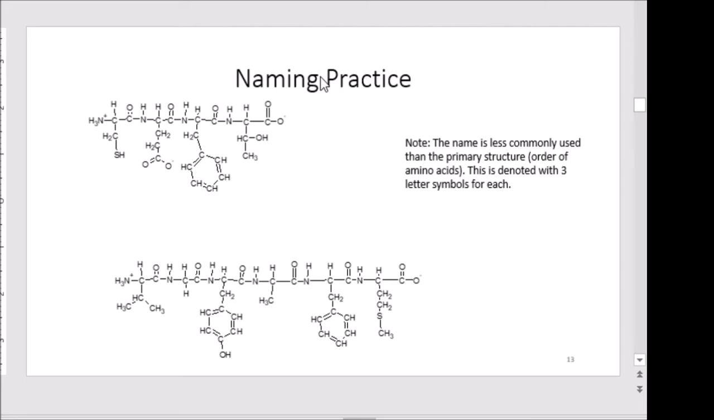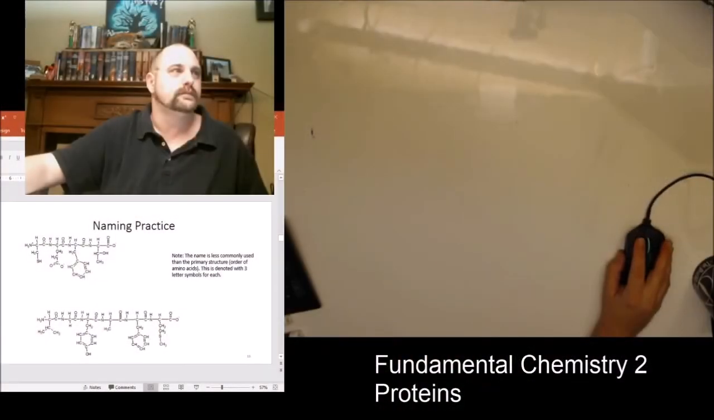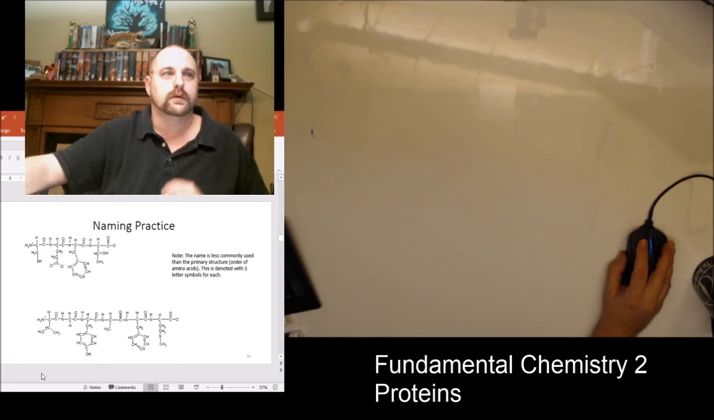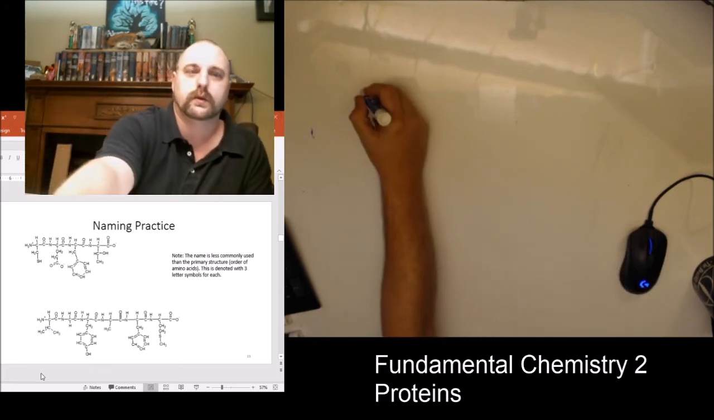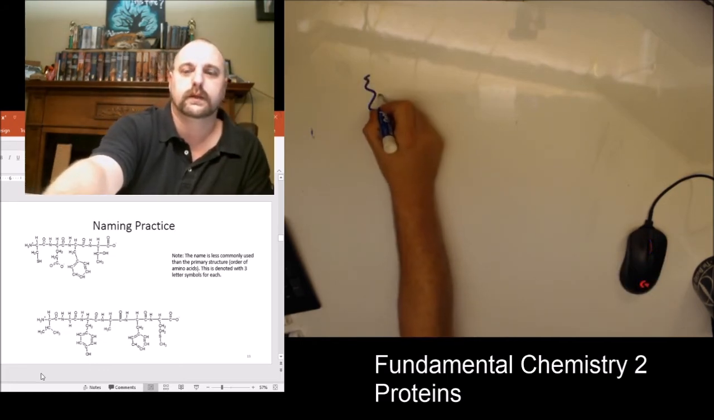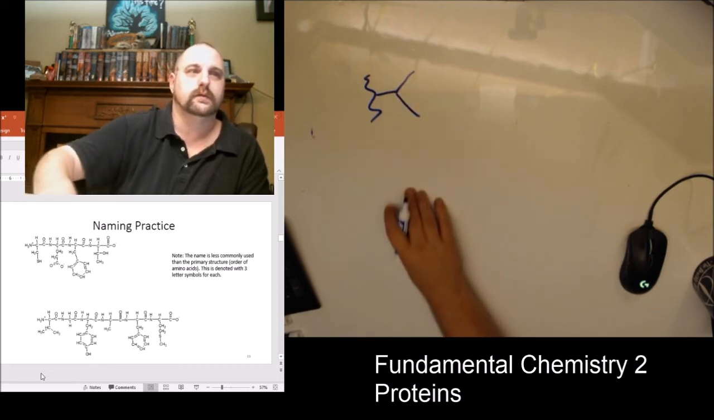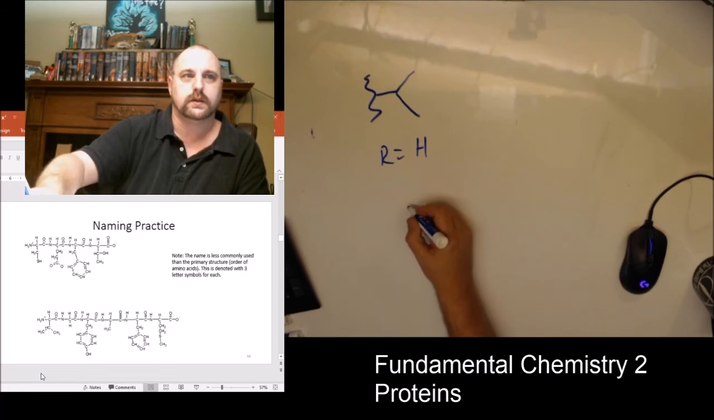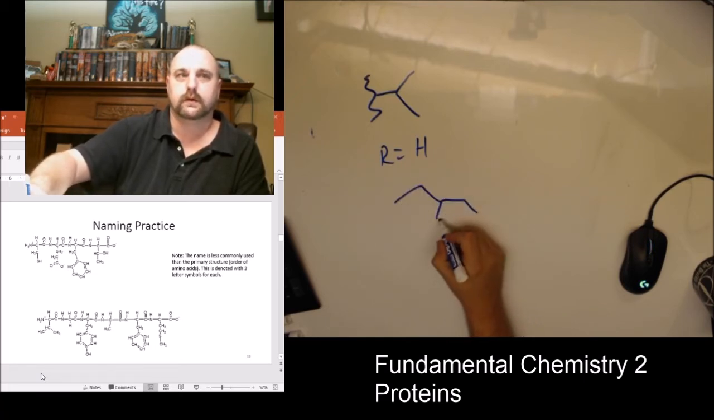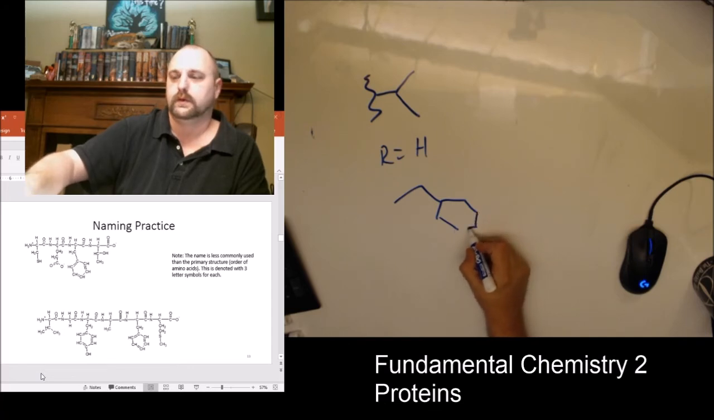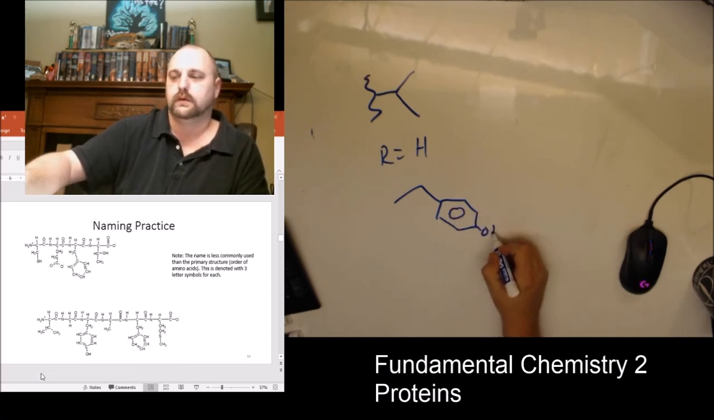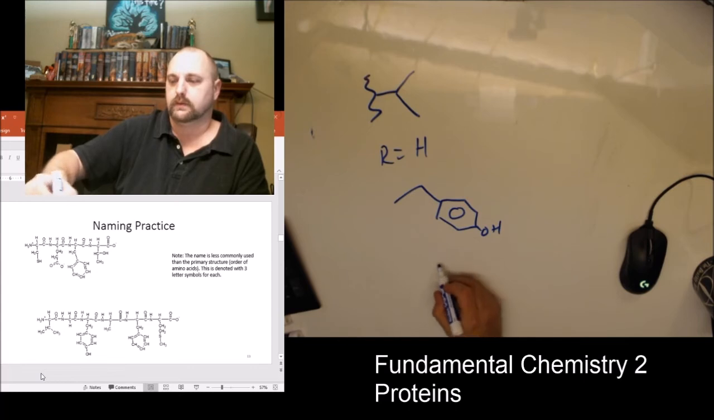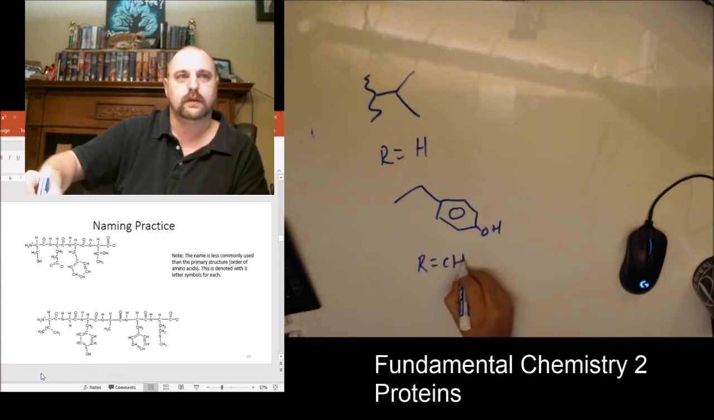All right. So the first thing I'll do is look at those pictures, and I'm going to draw what the R is. So squiggly line, I got a nice little purple group. Then I got R is just H, and then I got a benzene ring. It's a phenol. And then I have R is CH3.